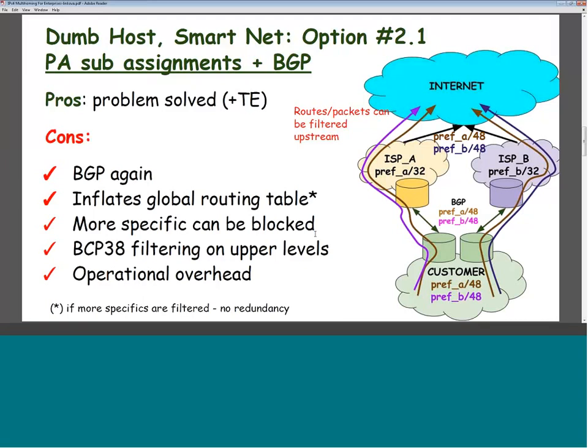If more specifics are filtered, there is no redundancy. Yeah, they are covered by the aggregate, but if, for example, the purple link on this picture fails, we'll see packet loss because traffic for prefix B couldn't reach the customer network, right? So it's a kind of solution which probably works in many cases, but again, its operational overhead would not work in the case of small offices and so on. And next slide, please.